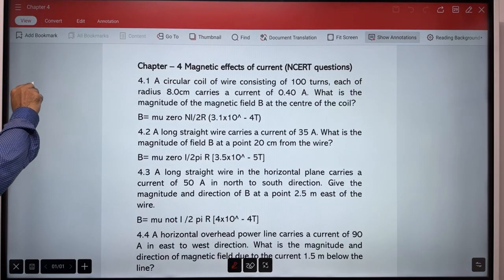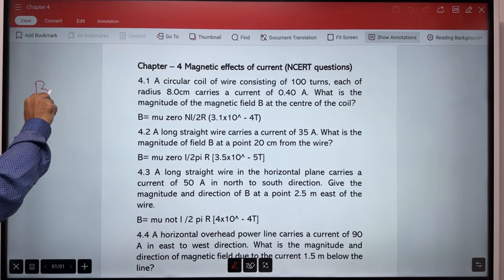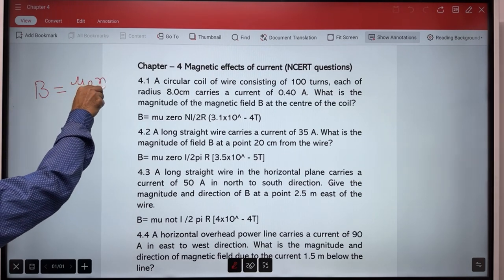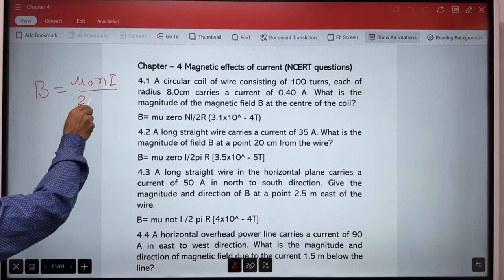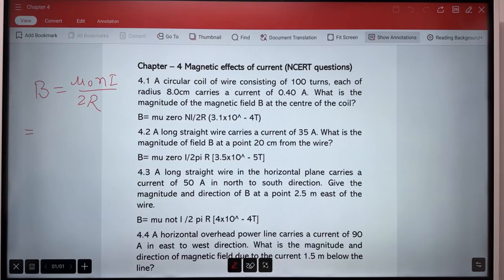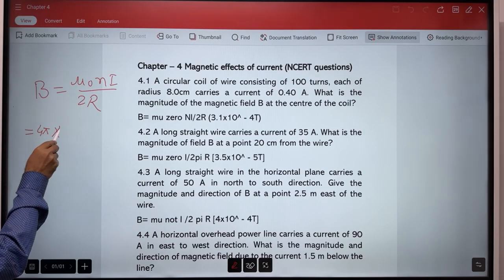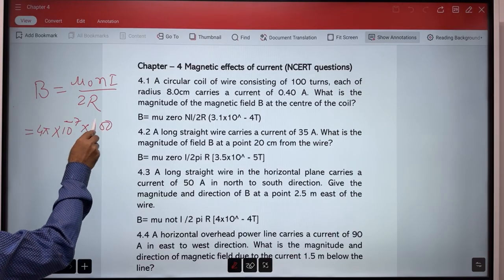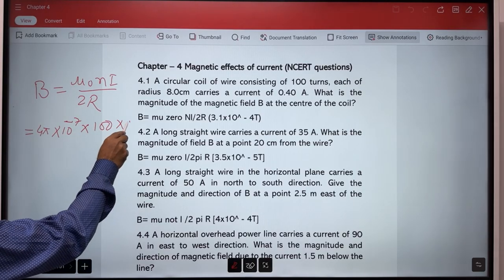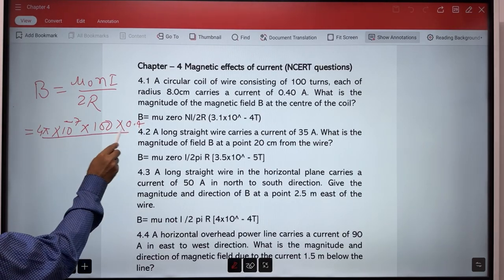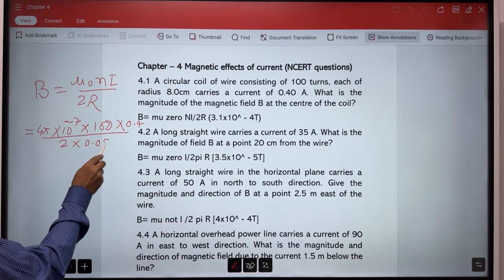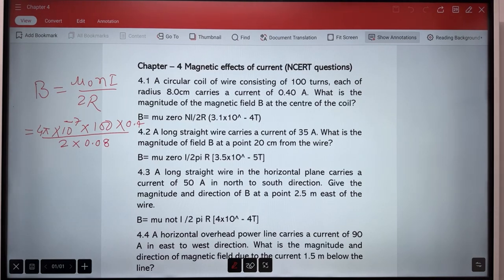So we have to find out B, and if you remember, at the center of the coil, the magnetic field is given by mu naught N i divided by 2R. Here we have the information. Mu naught will be 4 pi into 10 to the power minus 7, into number of turns 100, into current 0.4, divided by twice the radius. So radius is 0.08. Right.